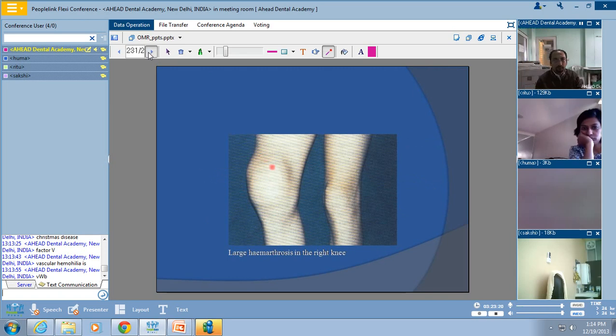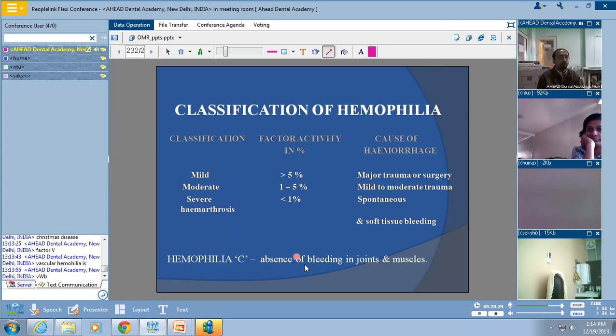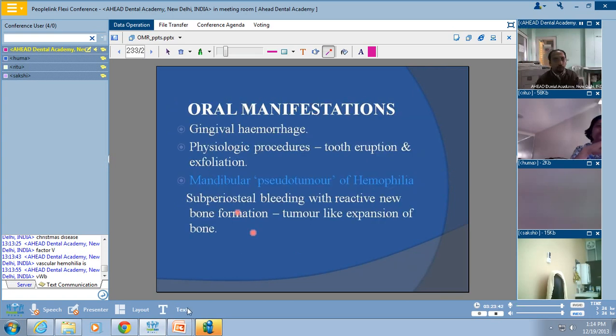Classification depends on the factor levels. Lesser than 1% becomes severe. Spontaneous bleeding will occur when the levels are lesser than 1%. In C, there is absence of bleeding in the joints and muscles. Oral manifestations: we have gingival hemorrhage, physiological processes are affected, and mandibular pseudotumor of hemophilia. Is it clear?